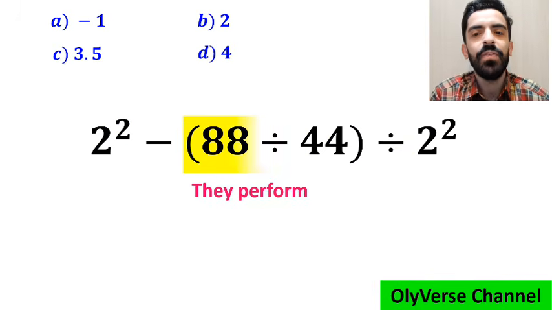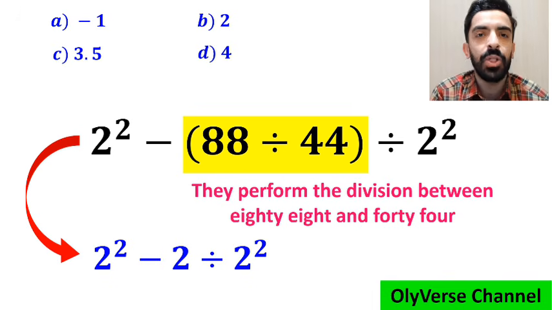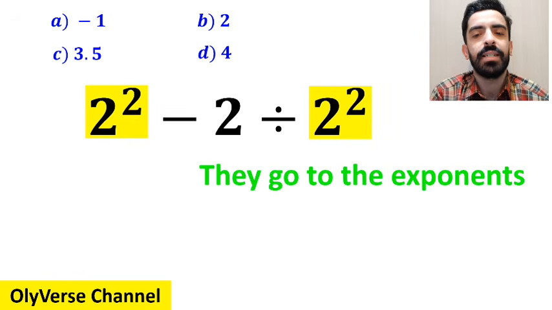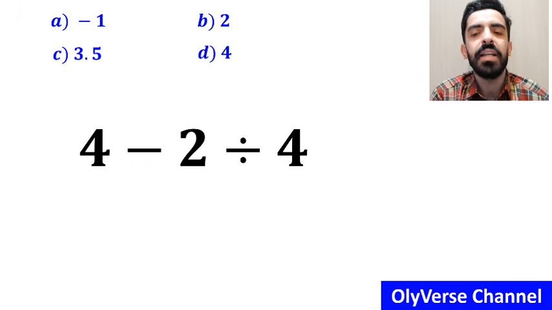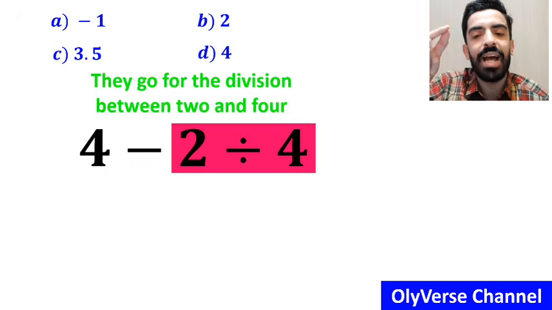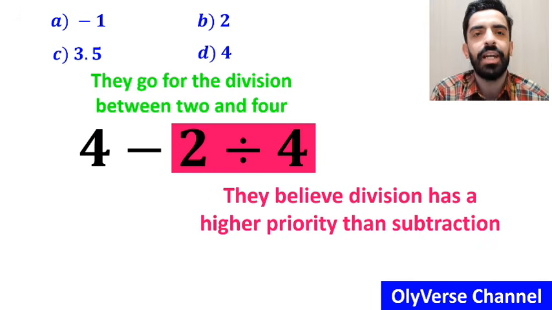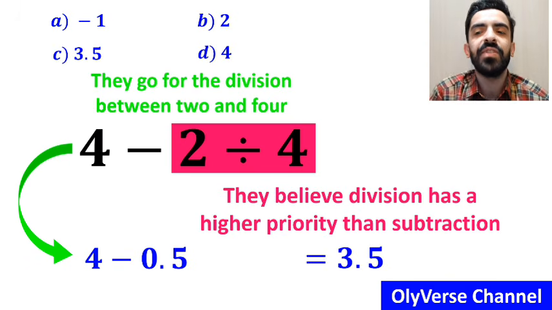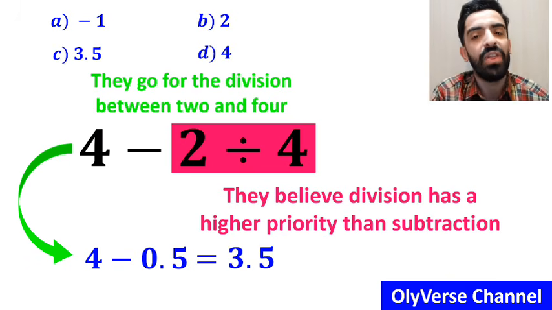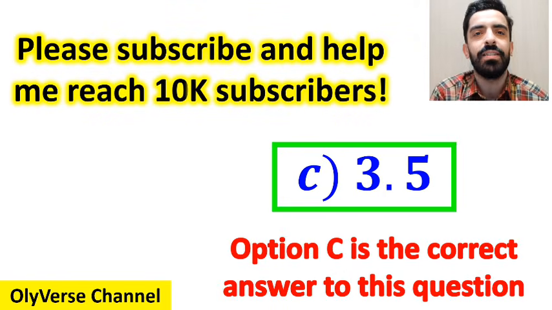And the next step, they move on to the division between 88 and 44 and replace this expression with 2 to the power of 2 minus 2 divided by 2 squared. Then, they go to the exponents and simplify this expression to 4 minus 2 divided by 4. And the final step, they go for the division between 2 and 4 because they believe division has a higher priority than subtraction. So, they rewrite this expression as 4 minus 0.5, which finally gives them the answer 3.5. Then, they quickly say that option C is the correct answer to this question.